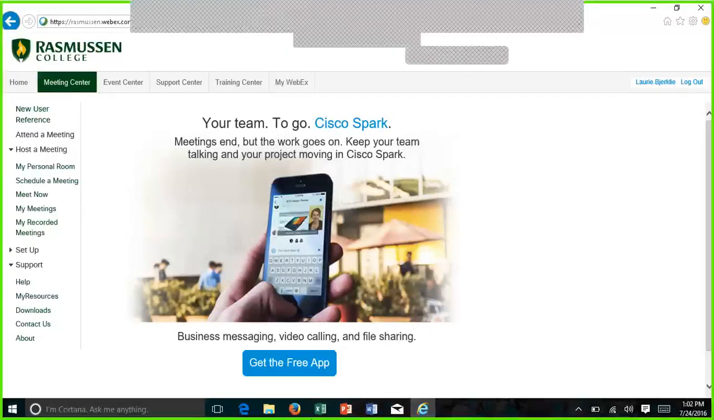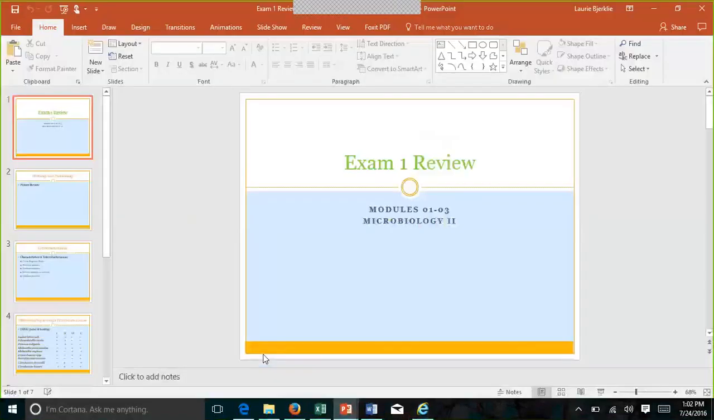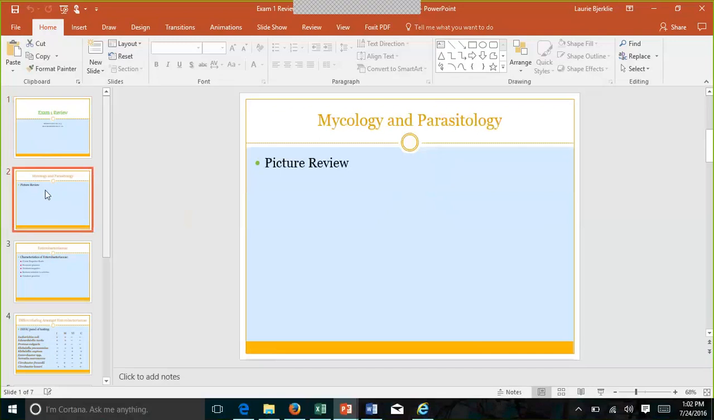All right, now with that being said, I am going to make sure I share my screen so we can get started on the PowerPoints. I did send you a PowerPoint yesterday that we are going to look through. So you should have gotten that in your email. This PowerPoint is just going to cover what your expectations should be for the test.